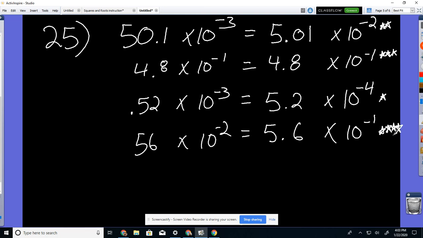Sound good? So I would want you to rewrite these in the correct order. After you've converted them, then you're going to rewrite them in the correct order. Numbers 23, 25, and 27 might take you a minute. All right, spend the time, do the work, double check, make sure it is correct.